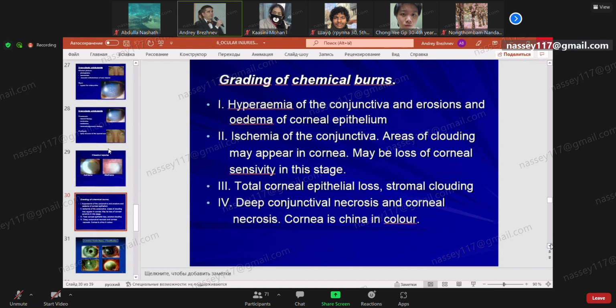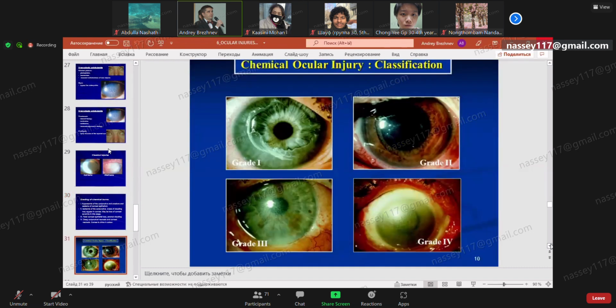Grading of chemical burns. There exist 4 stages of chemical burns. I show you the photos of them and explain each stage. So grade 1, we can see hyperemia of the conjunctiva and erosion and edema of the corneal epithelium. This is the first grade of chemical or thermal burns, the same classification for both types.